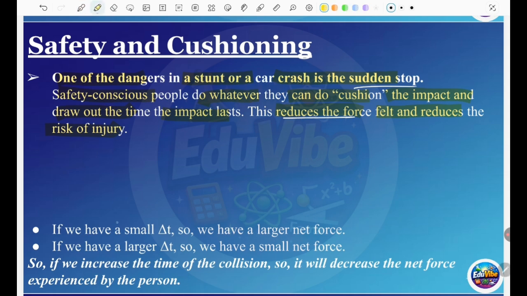So from here you will get that if we have a smaller delta t, that is our time. You have to know that F net is equal to delta p upon delta t. From here, if you want delta p, you get net force times delta t. So for this type of equation, if you have a smaller delta t, a too small time, it means it has a larger net force. If you have a larger net force, this will increase the risk.